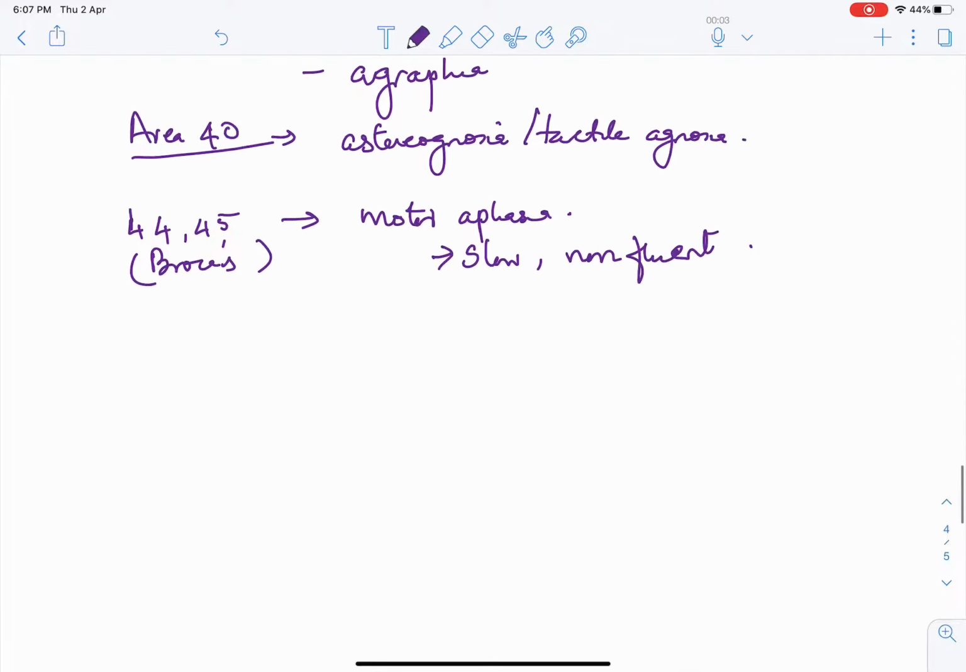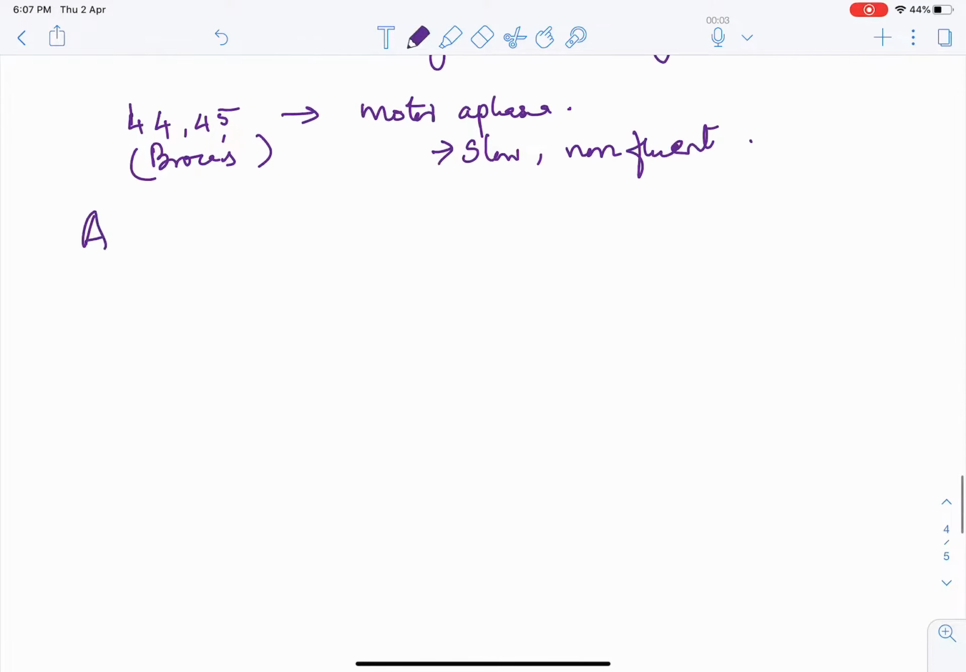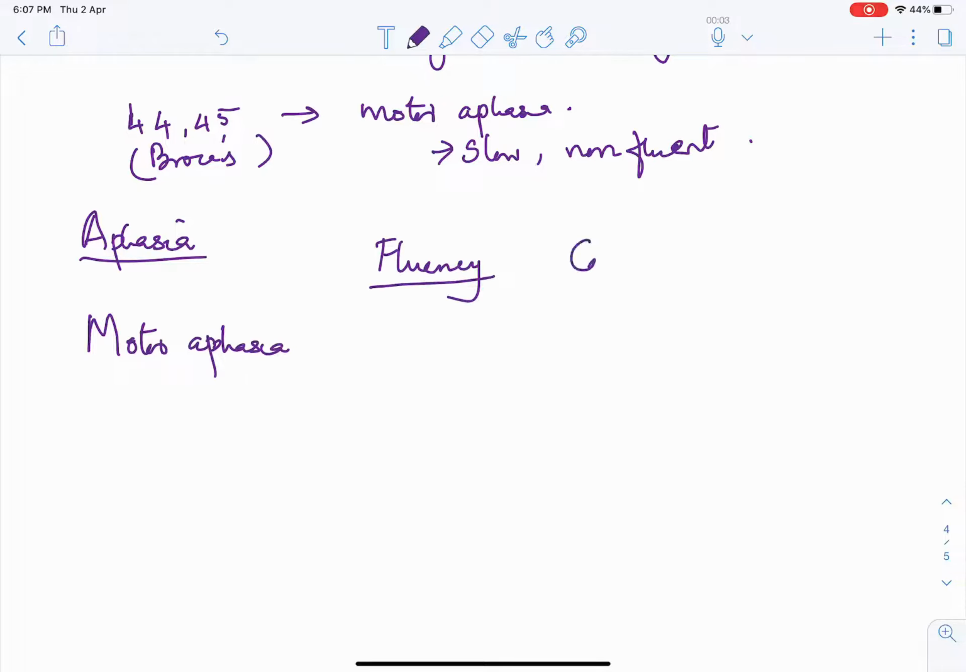So we have different types of aphasia. Aphasia is some problem with the speech, right? If we get motor aphasia, what will be the problems? What about the fluency? What about the comprehension of language? Repetition of words. If motor aphasia is there, the fluency will be affected. Comprehension is okay. Wernicke's area is okay, so you are able to understand, but you are not able to speak. Repetition will also be affected.